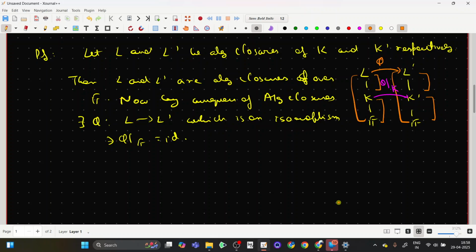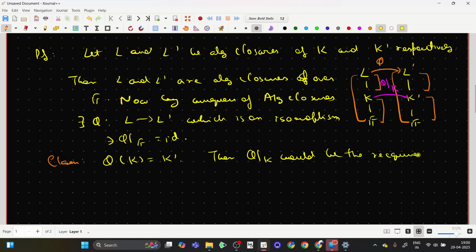The only fact to be taken care of is that... So what we claim is the following. The only thing we require is surjectivity of the restricted map to K. So claim: phi of K is K prime. Then phi restricted to K would be the required isomorphism. Okay, let's see.